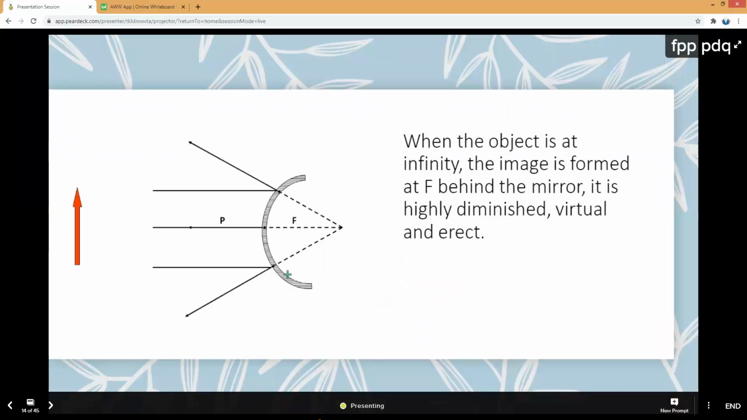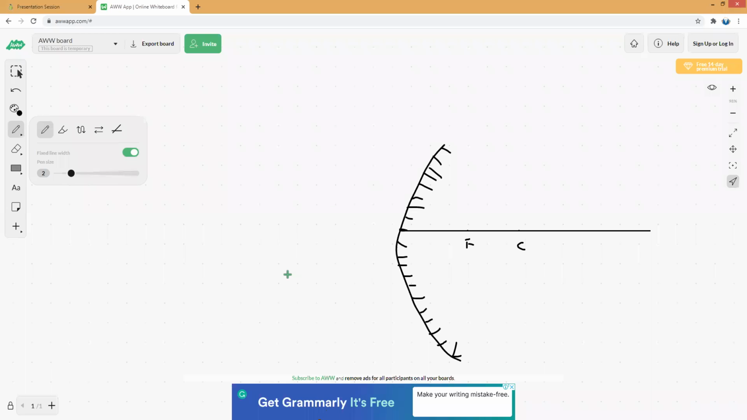Okay, get to the slide here. In this case, just increase it like this. You don't need to draw that. The principal axis is already here. This is the principal axis. Only this. So the image is formed here at infinity. I'll just make it proper. Yeah, the object is here.